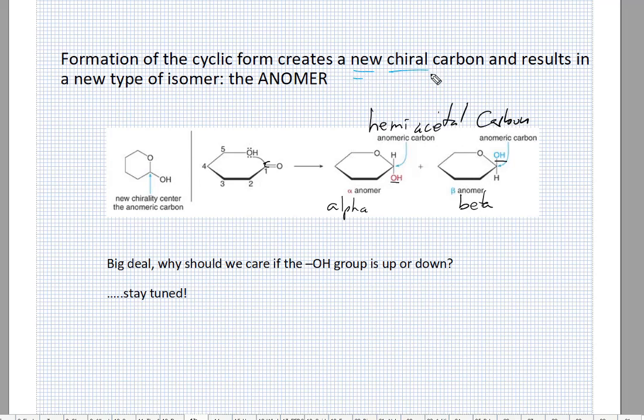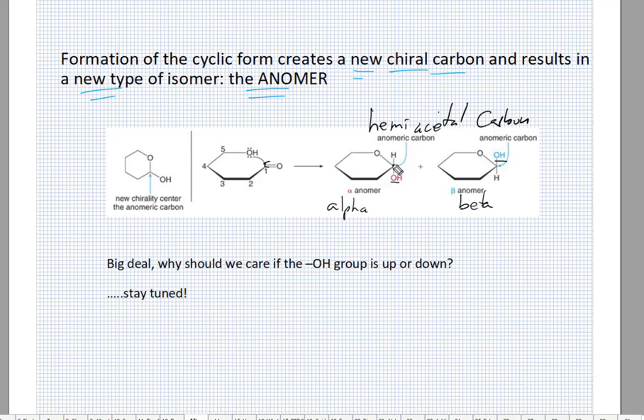A new chiral carbon is formed, and what we have here is a new type of isomer we refer to as anomers. If it's down, it's the alpha anomer. If it's up, it's a beta anomer. These are not necessarily mirror images of one another. It's a new type of isomer, right? So a new type of isomer called an anomer.